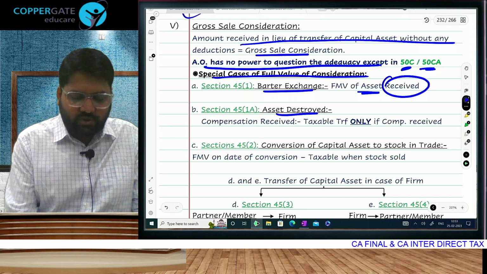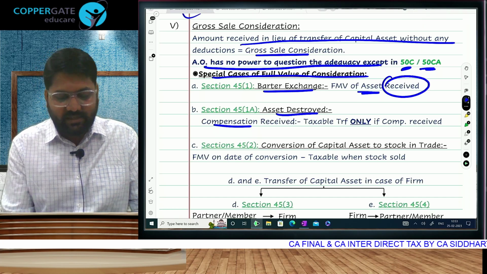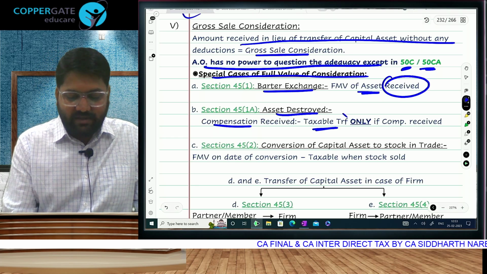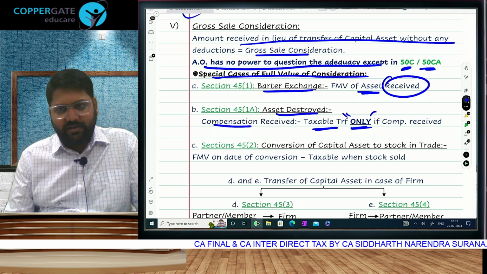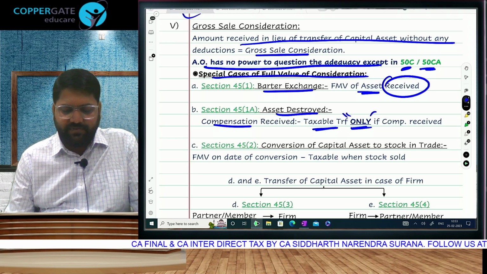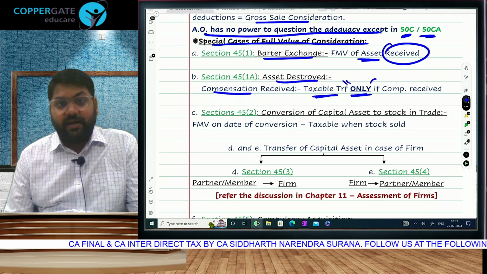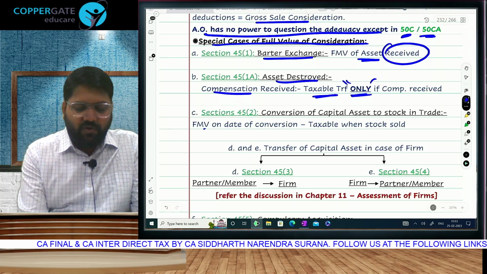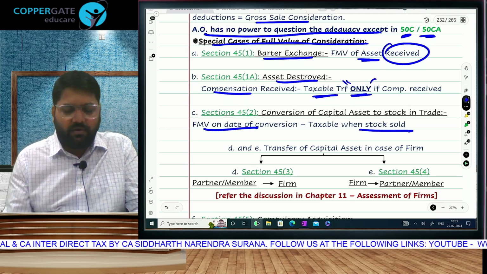If your asset is destroyed, then you will get compensation, and that compensation will become your sale consideration. Taxable transfer only if the compensation is received. If you have not received any compensation, it will not be treated as taxable transfer. Next, conversion of capital asset into stock in trade. We already saw this. The FMV on the date of conversion will be taken as GSC and taxable in the year of sale of stock.